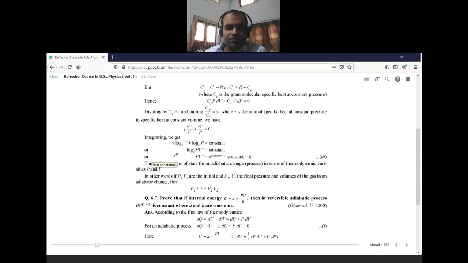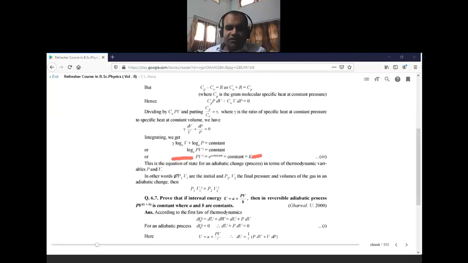Anyway, no problem. You see this expression PV to the power gamma equal to e to the power constant. E to the power constant is nothing but a quantity called K. This is the adiabatic equation of state. The derivation is not required, but you have to remember it.